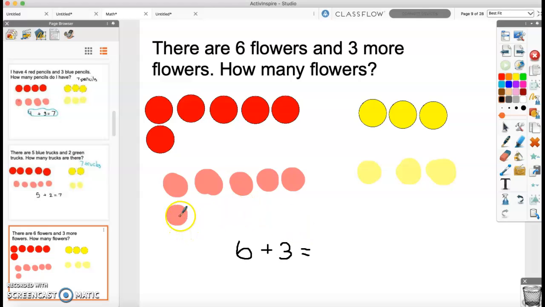Let's count. 1, 2, 3, 4, 5, 6, 7, 8, 9. If you said 9, great job. What did we come up with? Oh, our answer is there are 9 flowers. So our answer is 9 flowers.